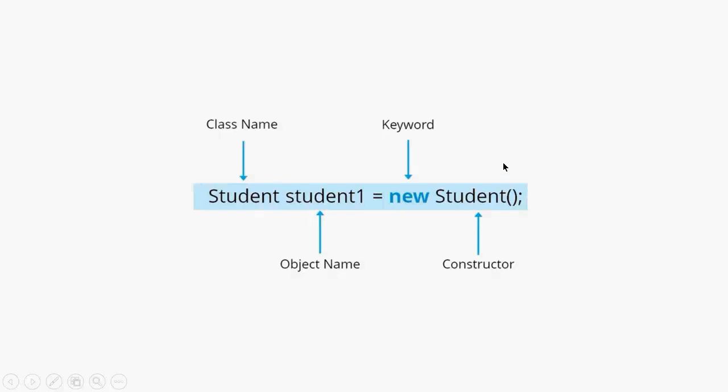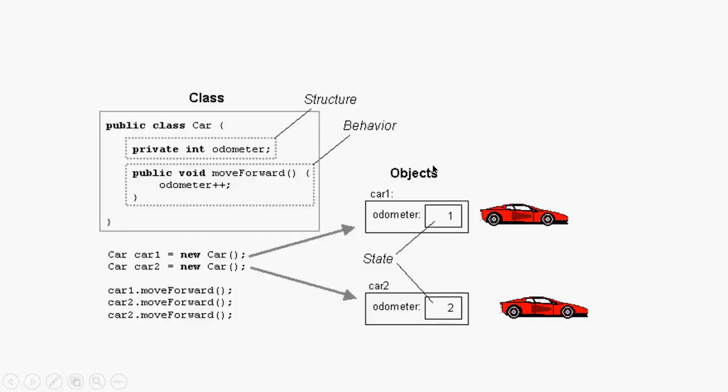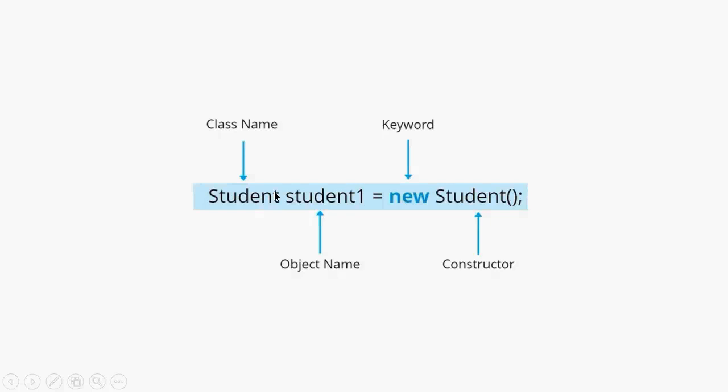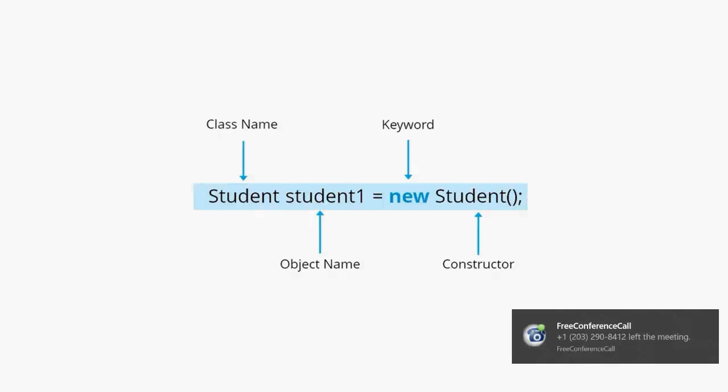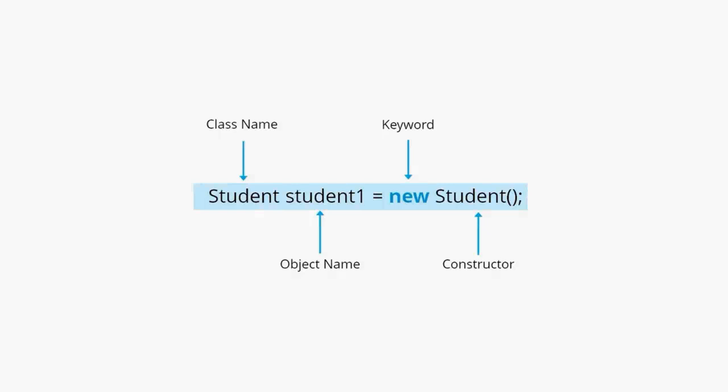So this is the anatomy of the constructor. For a class, if you want to create an object, you write the class name, then the object name, then the new keyword, then the constructor. The constructor always has the class name, but a constructor is a function. A constructor is a method. So that is how we create an object.